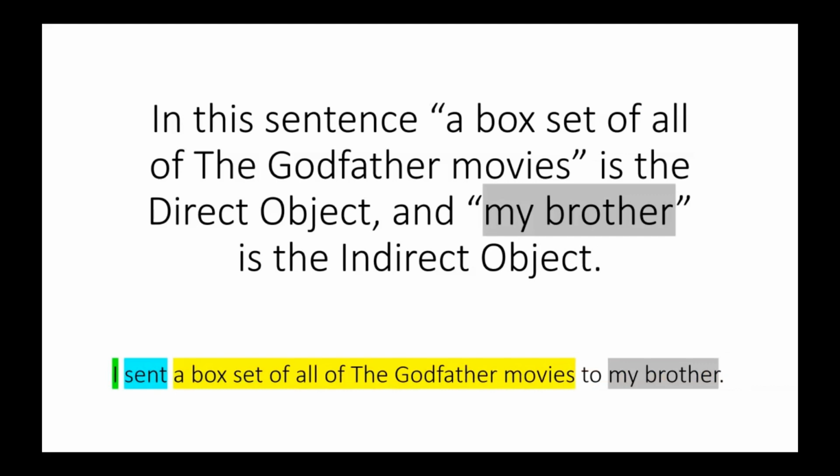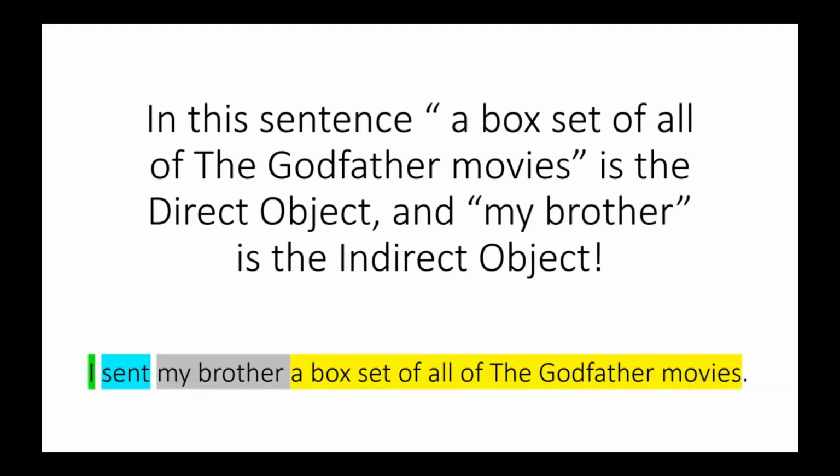Can you change it around? Like, can you say, I sent a box set of all of the Godfather movies to my brother, but can you also say, I sent my brother a box set of all of the Godfather movies? Yeah. And you see the objects still come after the verb, but here we've changed the order a little bit. My brother is still the indirect object because he's receiving the box set.